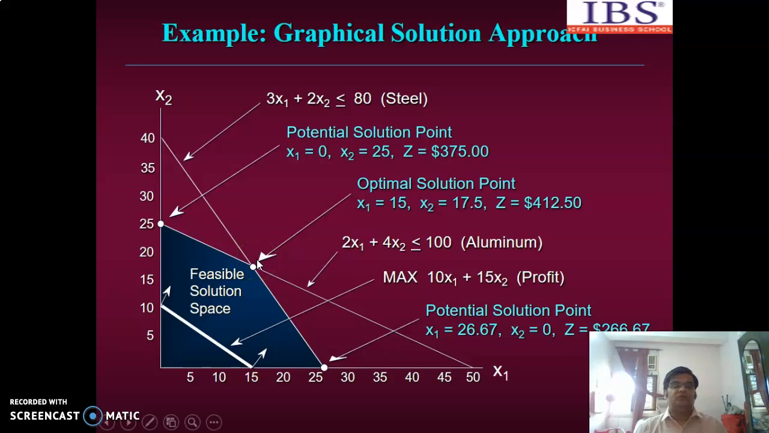Now, as we know from algebra, if we solve these two equations, we will get the intersection point. If we solve, this intersection point is x1 equals 15 and x2 equals 17.5. So this is the coordinate of this point. So we have got our 4 points in the feasible region: number 1, number 2, number 3 and number 4.